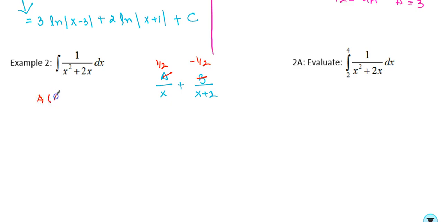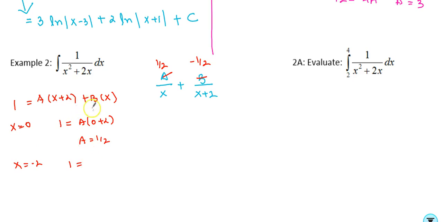A needs to be multiplied by x plus 2. B needs to be multiplied by x, and on this side I have a 1. Substitute x equal to 0. That means 1 is equal to a times 0 plus 2, so a is 1/2. Substitute x equal to -2, when this factor will be 0, which is 1 equal to b times -2, and b will come out -1/2, which is the same as here. Okay, so now this was the pre-calculus part.